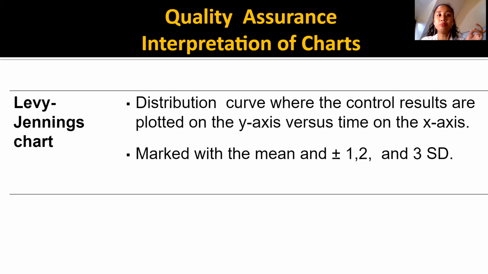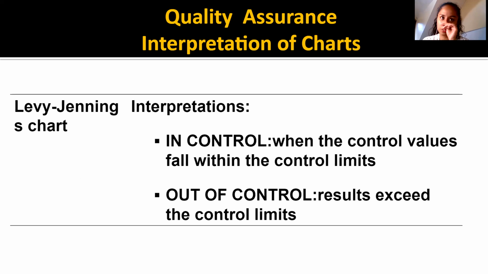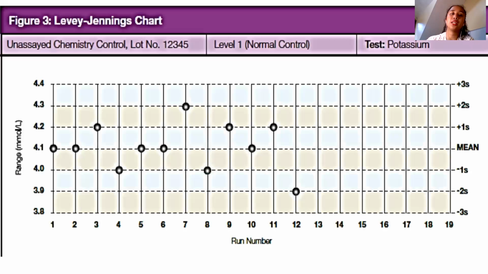So class, time is on the x-axis, the results are on the y-axis, which is vertical. It's marked with the mean and plus and minus 1, 2, 3 SD. Okay. And so, how do we interpret the Levy-Jennings chart? If you are within the control limits, you are in control. If you are out of the control limits, you are out of control. So, class, this is the Levy-Jennings chart.